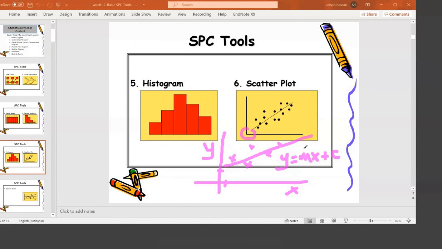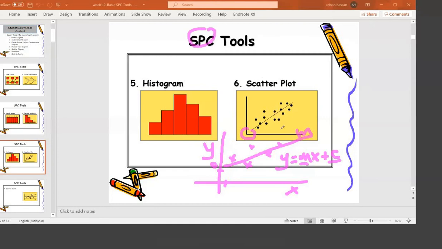Also, the visual can be misleading based on the scaling that you use. So m will be the slope, and c will be the crossing point there. Where do we use this in quality? We call it a quality tool, an SPC tool.